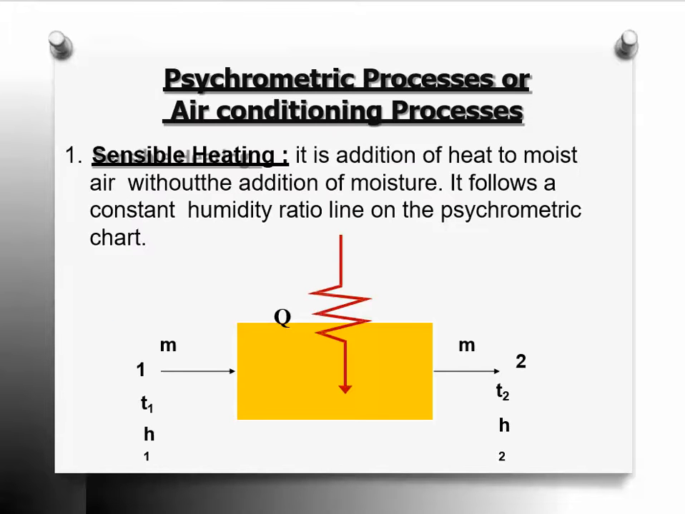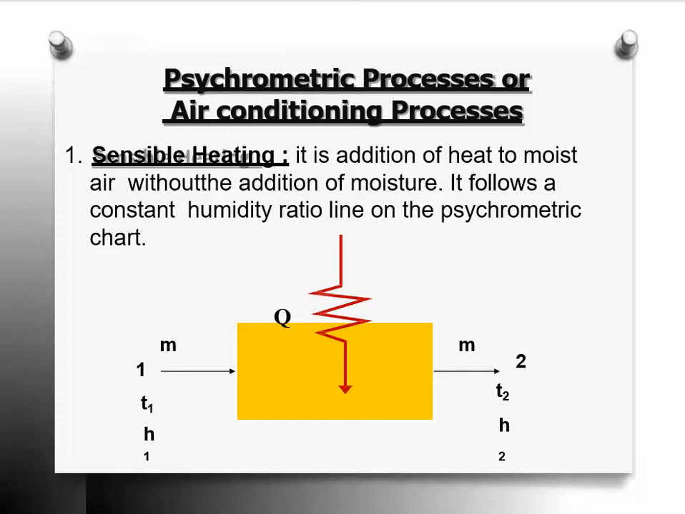Next we have the psychometric processes. First we are taking the sensible heating. Sensible heating is the addition of heat to the moist air without the addition of moisture. It follows the constant humidity ratio line on the psychometric chart.